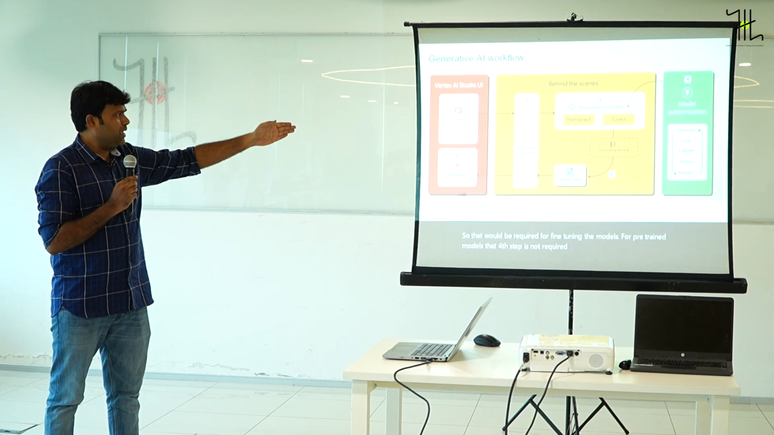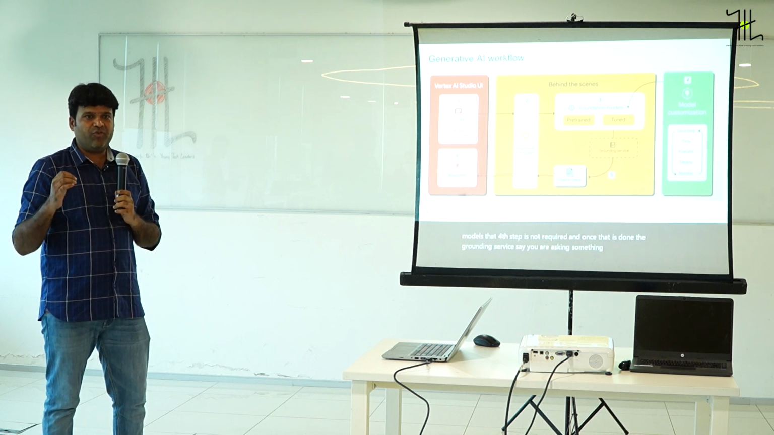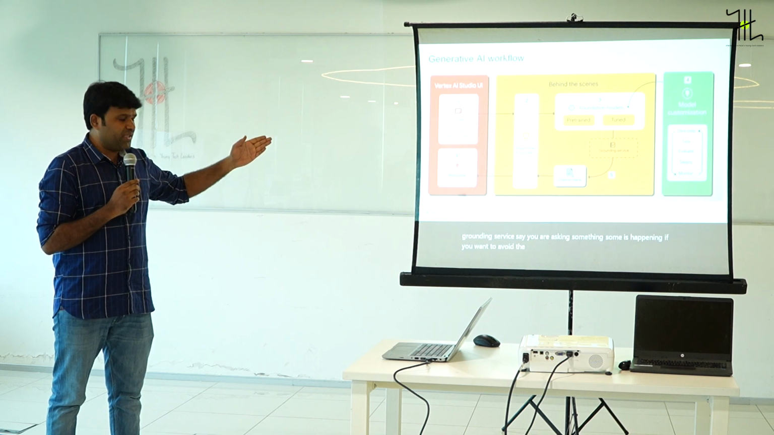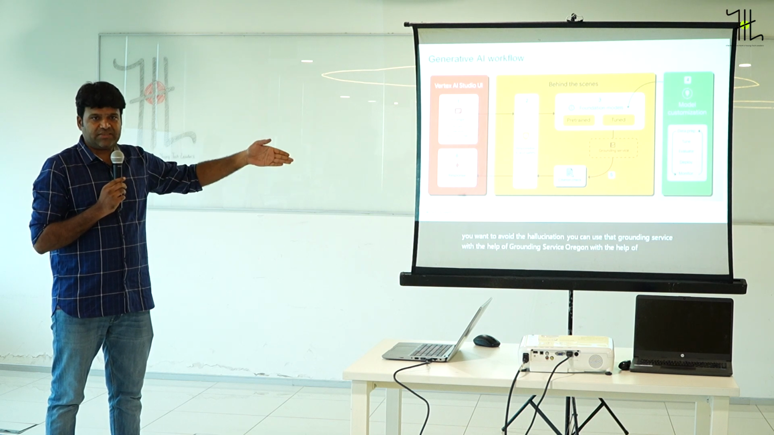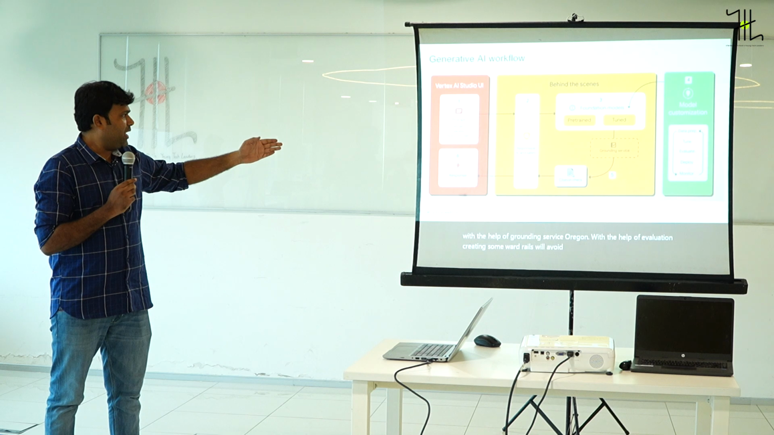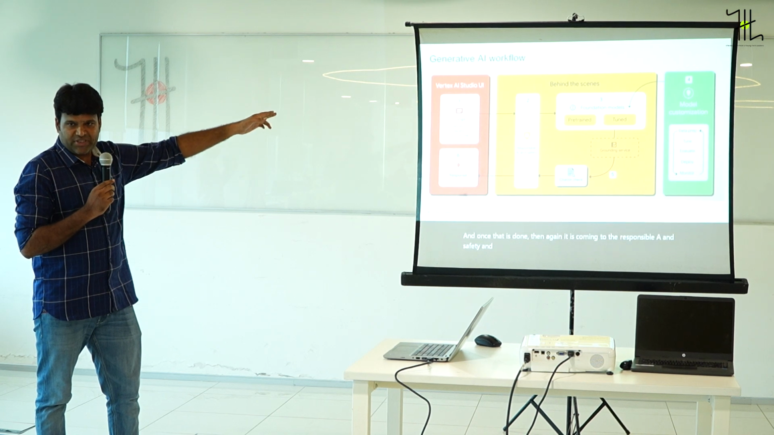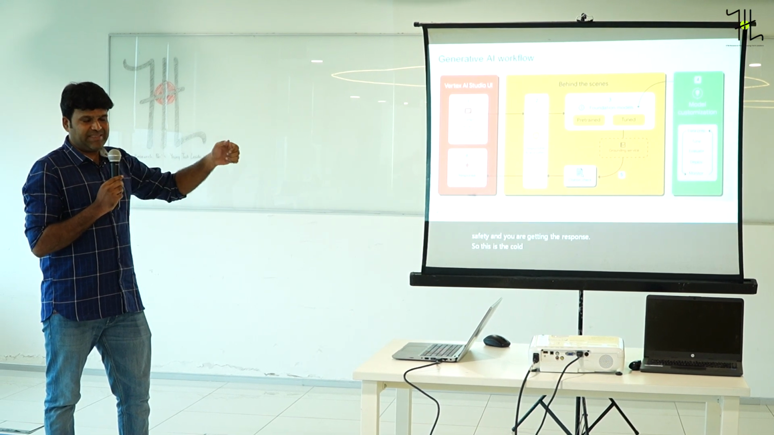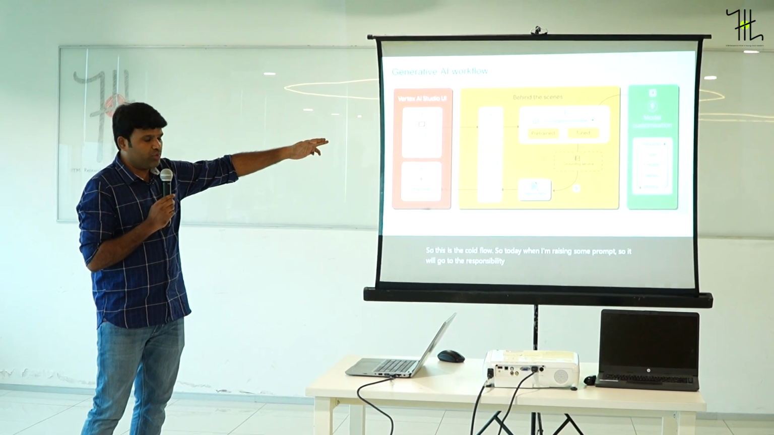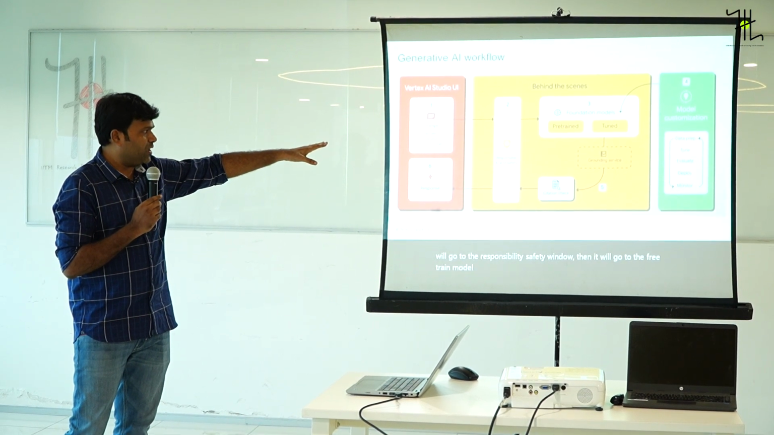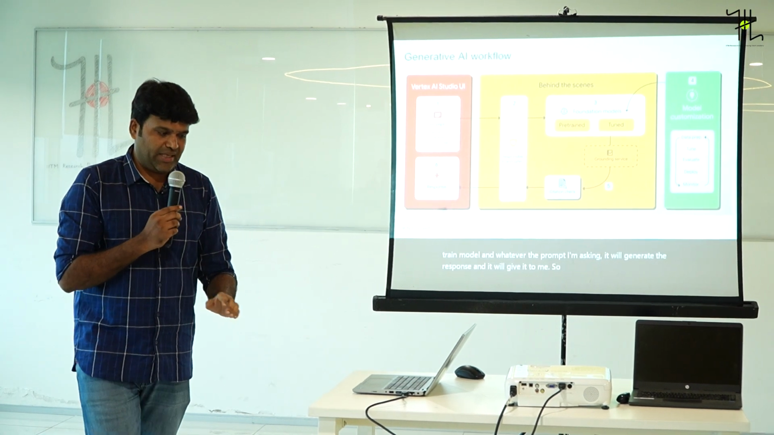Then there is the grounding service. If you are asking something and some hallucination is happening, you can use the grounding service to avoid it. With the help of the grounding service or evaluation, creating some guardrails will avoid the hallucination. Then it again comes to the responsible AI and safety layer, and you get the response. So this is the whole flow. Today, when I raise a prompt, it will go to the responsible AI safety window, then to the pre-trained model, generate the response for whatever I'm asking, and give it to me. We will see that in the demo.